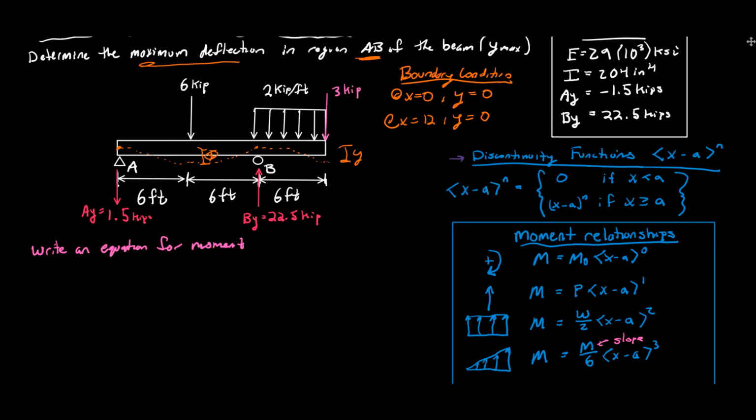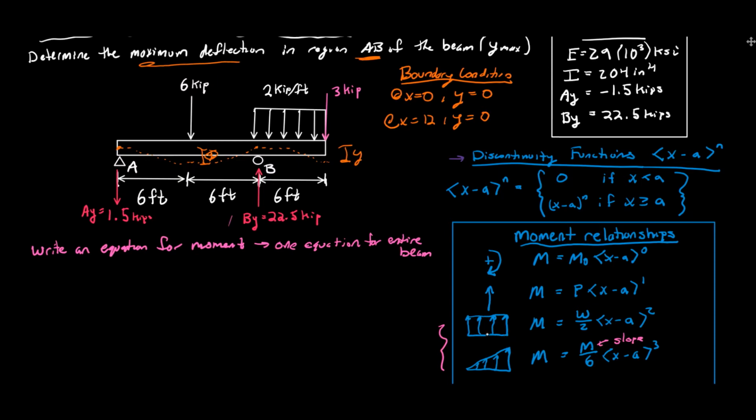And the nice thing about discontinuity functions is that we only have to write one equation for the whole beam. There's also another way called the method of integration, where we'd have to split up the beam into sections and write a different equation for each section. But with the discontinuity function, we only have to write one equation. But the weird thing is that if we have distributed loads, either the rectangular or the triangular distributed load, when we write our moment equation, it's going to assume that these loads go all the way to the end of the beam.